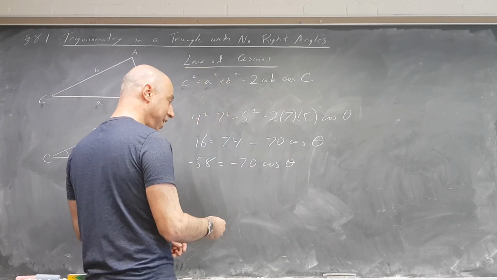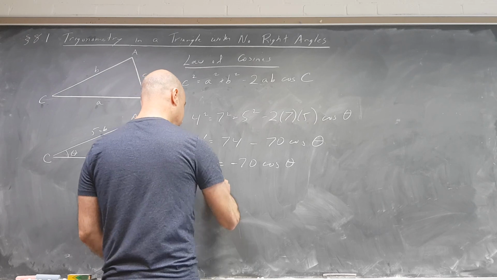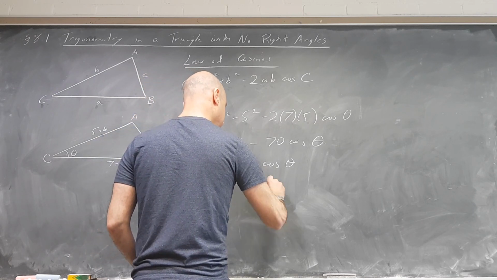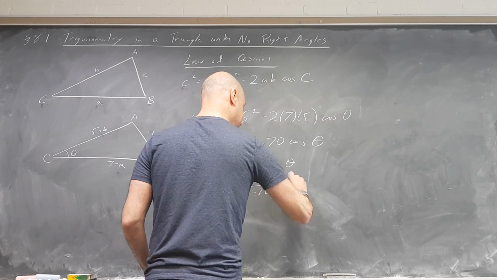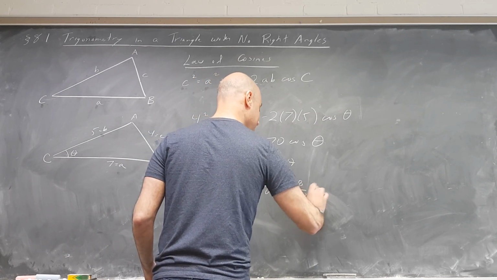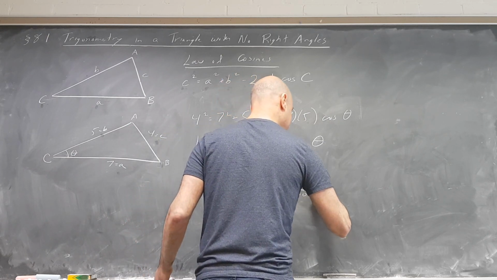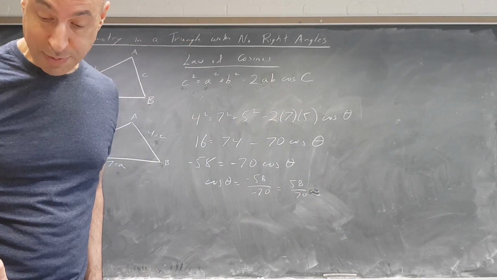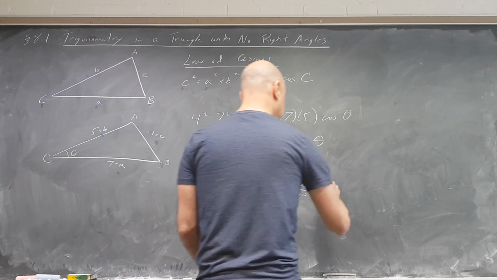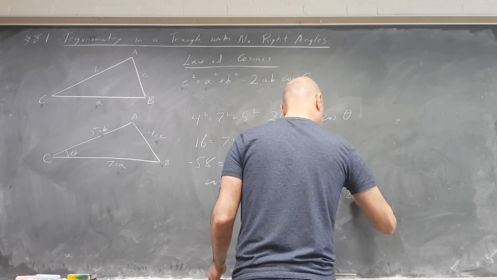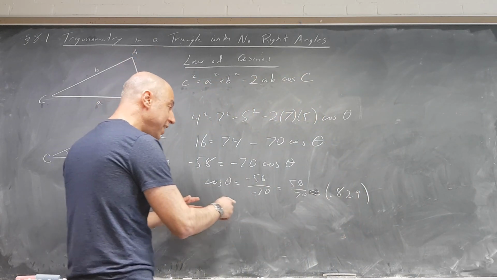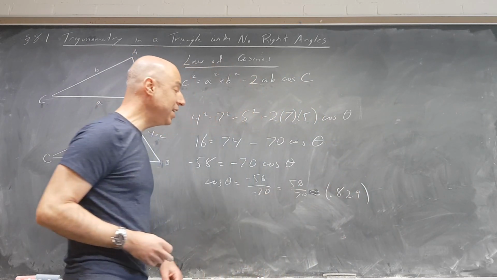And I can divide both sides by minus 70. So cos theta equals minus 58 over minus 70, or 58 over 70. And I know I could reduce that further, but let's just go ahead and use our calculator to get a decimal value for that. I get about 0.829. So cos theta equals about 0.829.